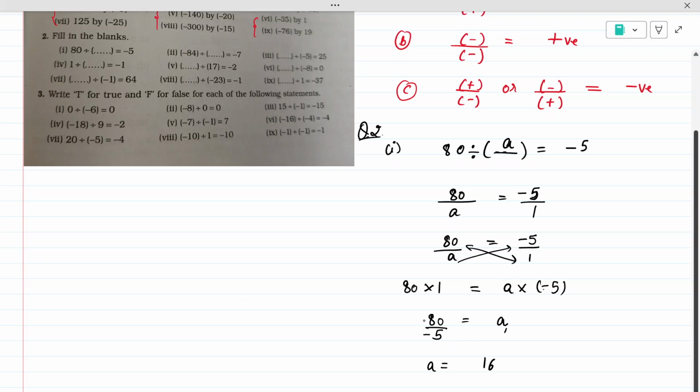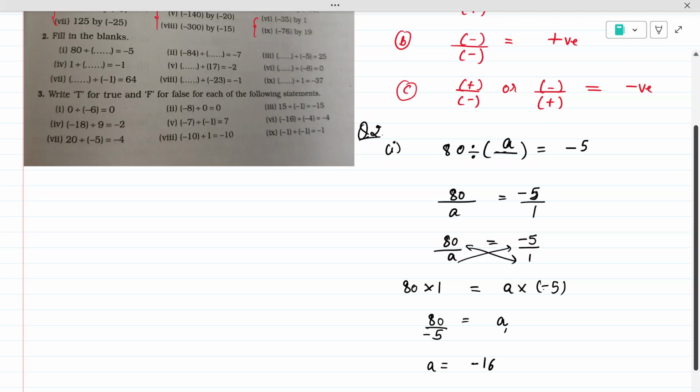And plus divided by minus will give us minus. This is how we can find the value. Again, I'm telling you what we have done. We have to find a number here. 80 has to be divided with a number in a way so that we get the answer as minus 5. Okay, so I have written this expression in the form of division. 80 divided by a should give us minus 5.